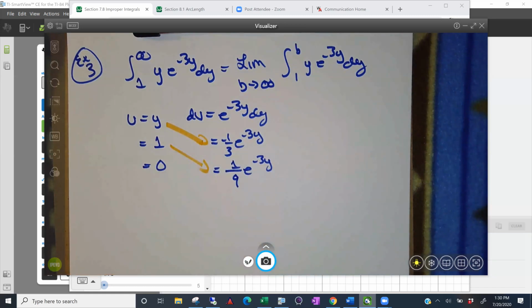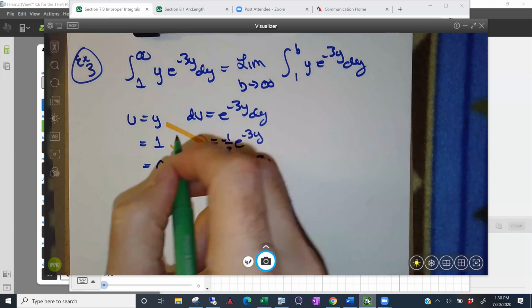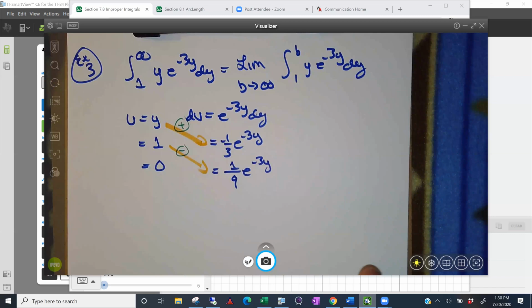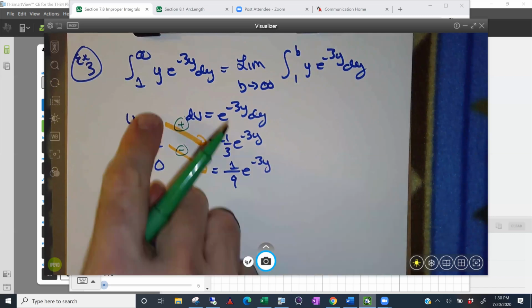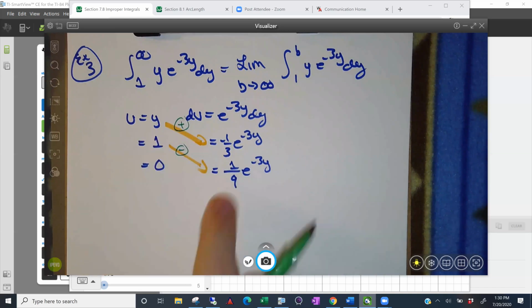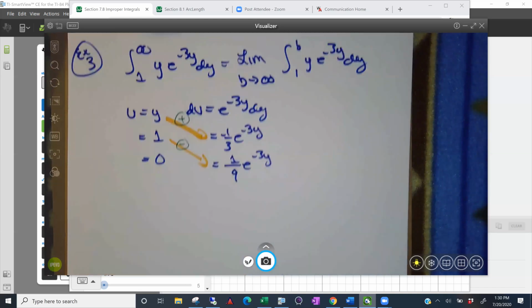There is one little last trick in doing this with the table method. Do you remember what it is? You got to alternate signs here. It's a plus and a minus. So this times this minus or plus this times this. So let's see what we end up with.